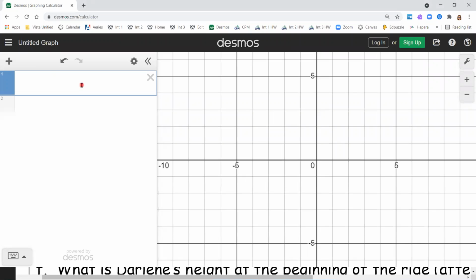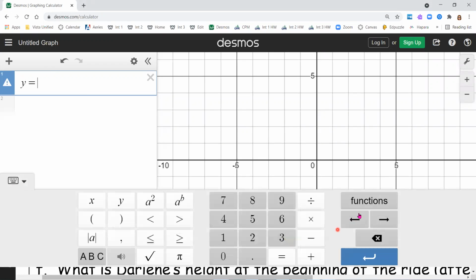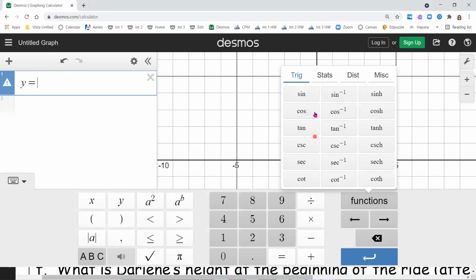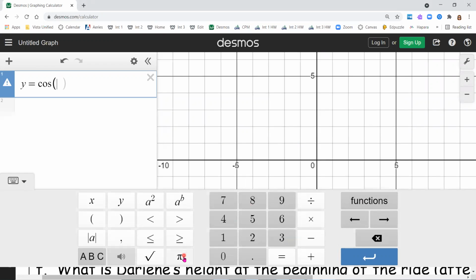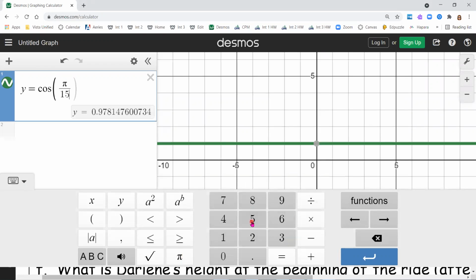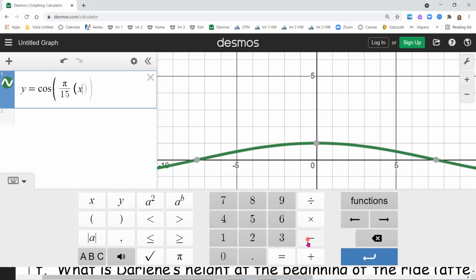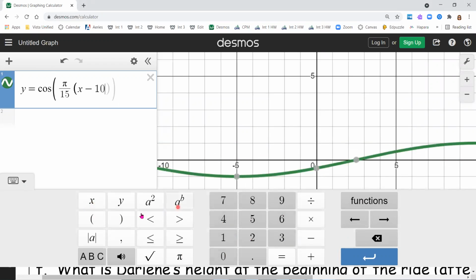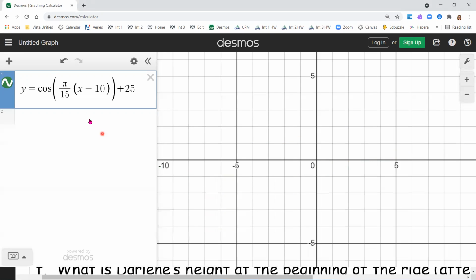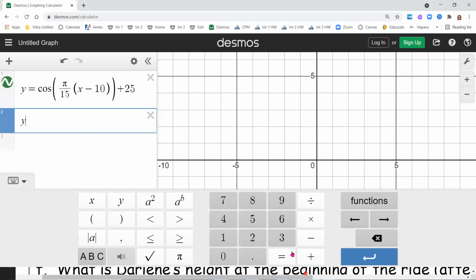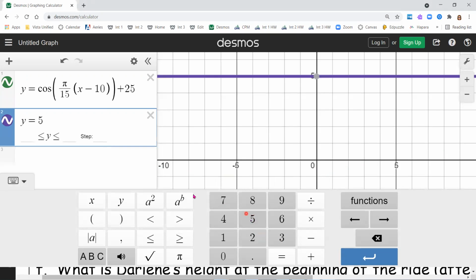So I'm going to enter in my equation, y equal, and you can either type in cosine or you can come here to the keyboard and go to functions, and here's all of our trig. So I can just do cosine, and it was pi divided by 15. Get out of my denominator, parenthesis, x minus 10, close, and then plus 25. And then I can also type in y equal 5. And hopefully I can see.